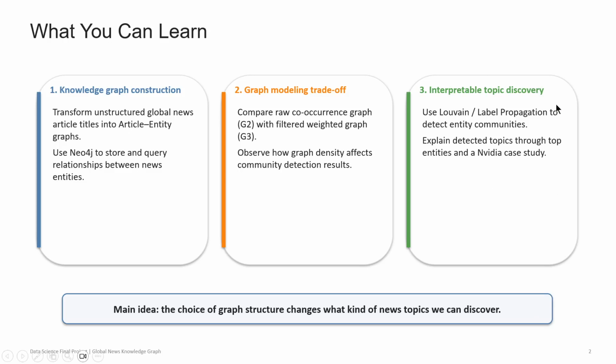Third, you can learn how graph-based community detection can help with topic discovery. We use Louvain and label propagation to group related entities into communities, and then interpret these communities using topic entities with a case study. The important idea is that the graph construction is not neutral. The way we build the graph affects what kind of topics we can discover.